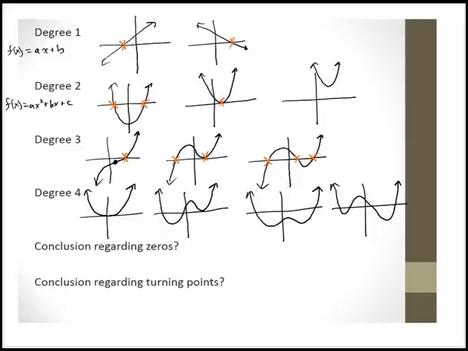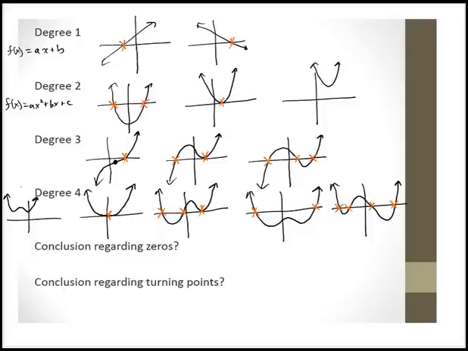Degree 4 polynomial. We could have 1, 2, we could have 3, we could have 4, we could even have 0. I didn't show that example. We could have a degree 4 polynomial that does this and has no x-intercepts, no zeros.